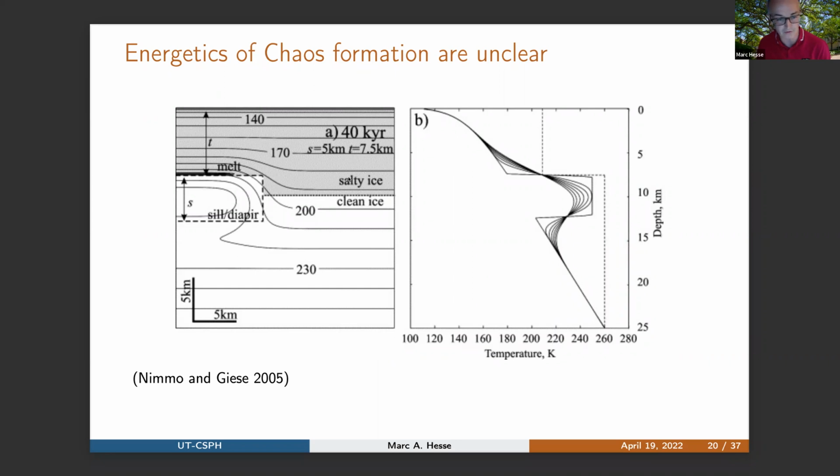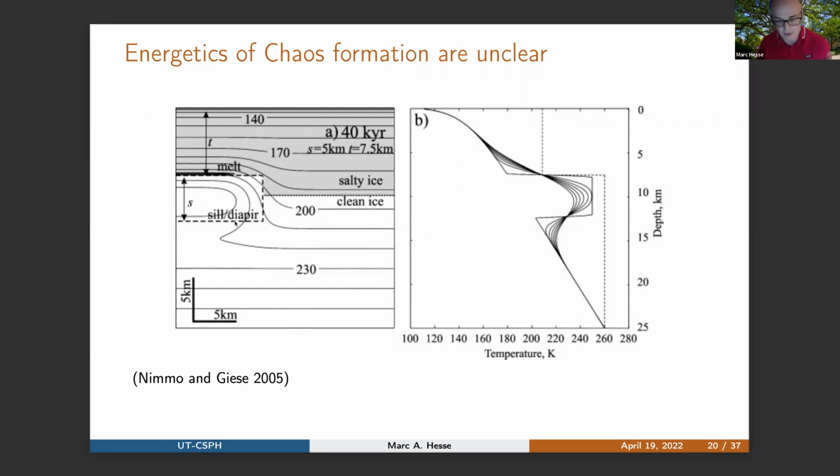You can see that they also assume salty ice, and they depress the melting point here, and then they place a diapir here, and they show that you don't exceed the melting point here, except at the very, very bottom of this salty layer. And clearly all the models that I've shown you seem to assume that melting happens almost all the way to the surface. Now, there are some things that are wrong with this particular calculation.